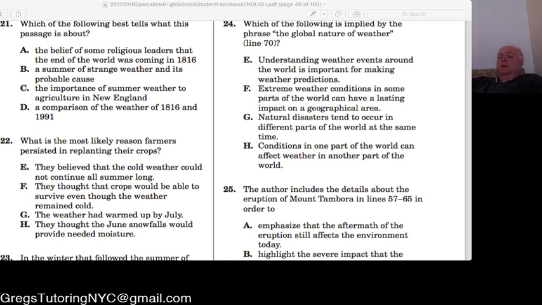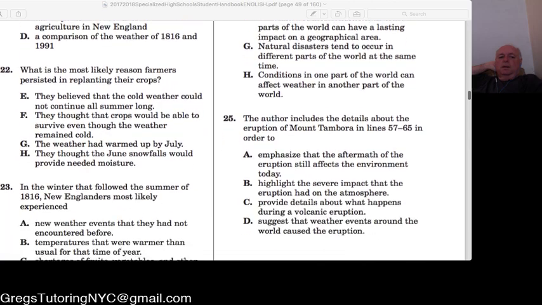Go back to the passage. It keeps saying that they kept replanting and they weren't sure what was going to happen. H, they thought the June snowfalls would provide needed moisture. Of course, plants need sunlight and the correct nutritious soil, and obviously rainfall, and rainfall includes all precipitation, including snow. But it tells us that we know snow is going to kill the crop, and it even says that. So it's not H. So 22 would be E. 22 wasn't really a doozy of one either.